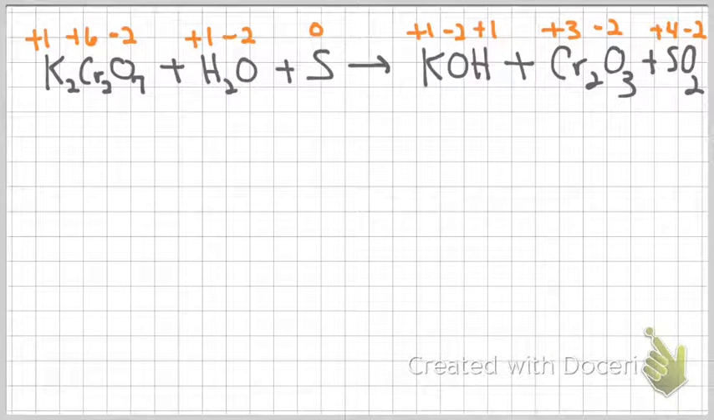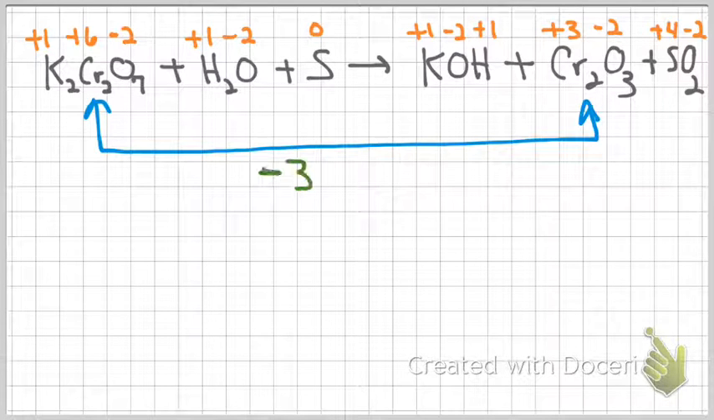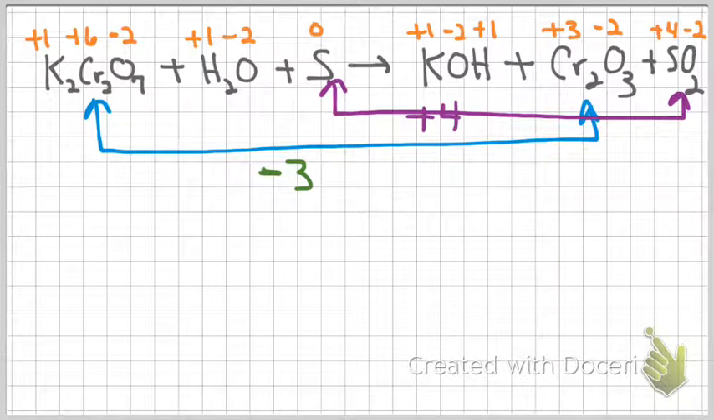And once I've done that, I can see right away that sure enough, the chromium has gained 3 electrons, going from +6 to +3, so it's being reduced. And the sulfur is giving up 4 electrons as it goes from 0 to +4. So this represents the electrons being exchanged.